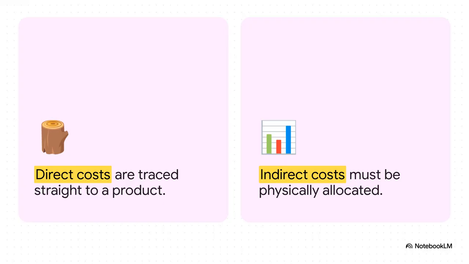So the crucial point here is the stark contrast between how we handle these two types of costs. Direct costs are economically and easily traced straight to a physical product. You know exactly how much wood went into building a desk, right? But indirect costs, like a factory supervisor's salary, are virtually impossible to trace physically. They have to be allocated to our activity cost pools using those percentage estimates we just gathered from our employee interviews.